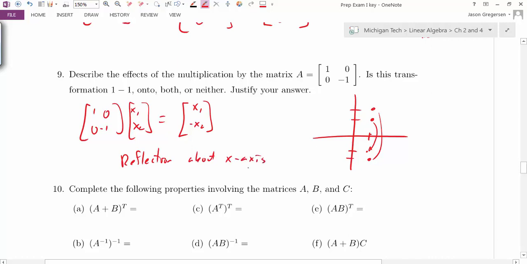Now, is that transformation one-to-one, onto, both, or neither? Well, we could talk about those in terms of the transformation: we should be able to map every point to some other point, and also that mapping would be a unique mapping. Or we can also think about the matrix itself. This looks like it has a pivot position in every row and column, so this would be both. This transformation is both one-to-one and onto.